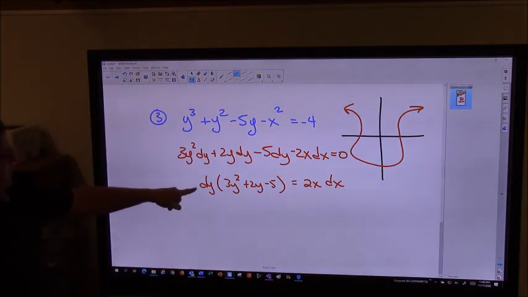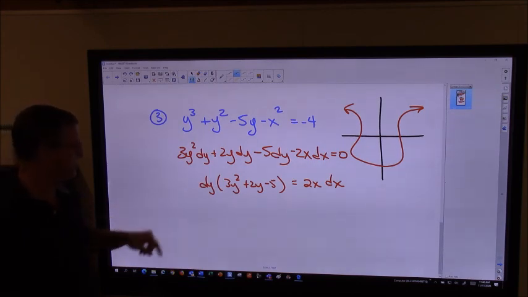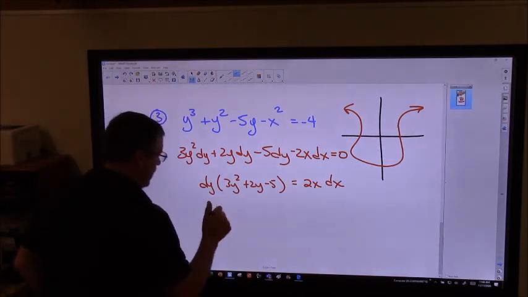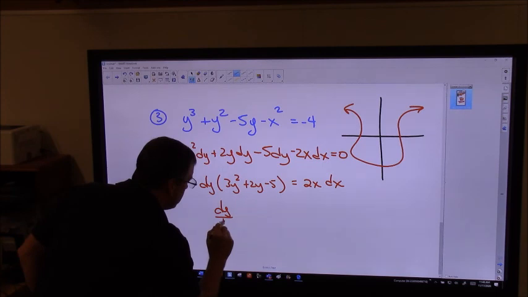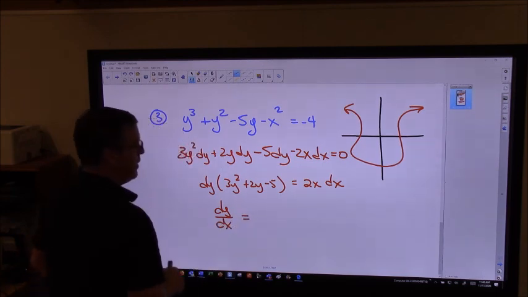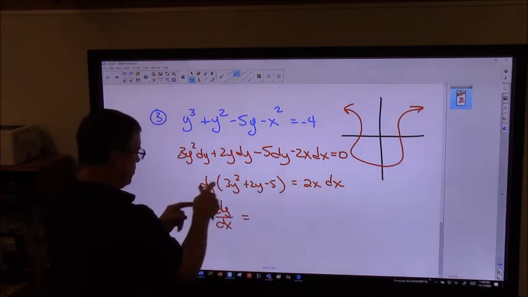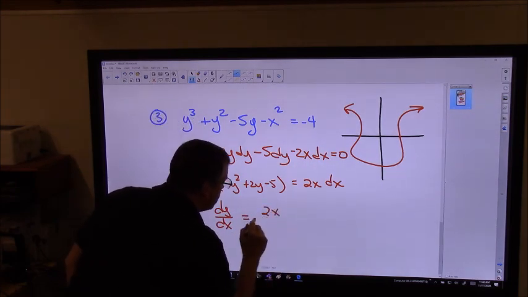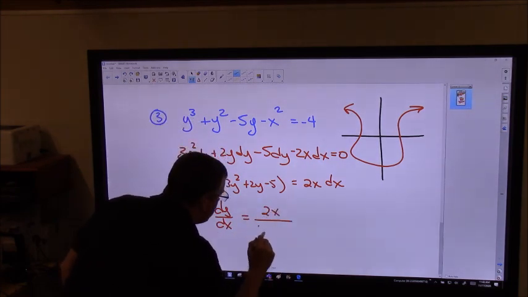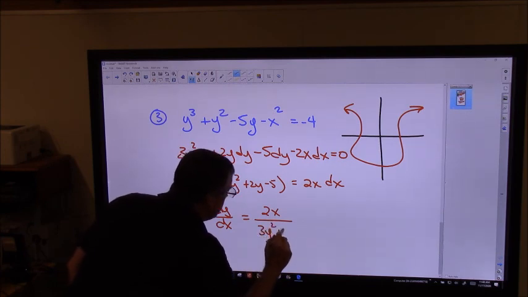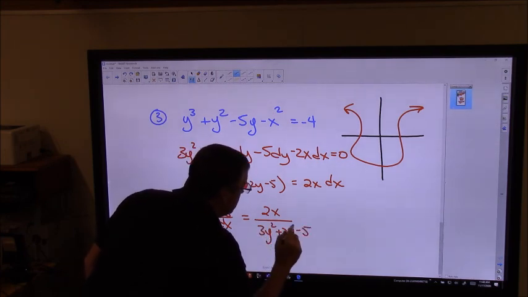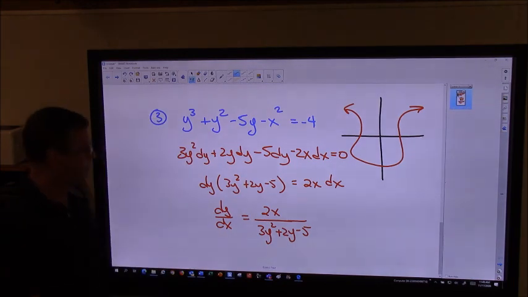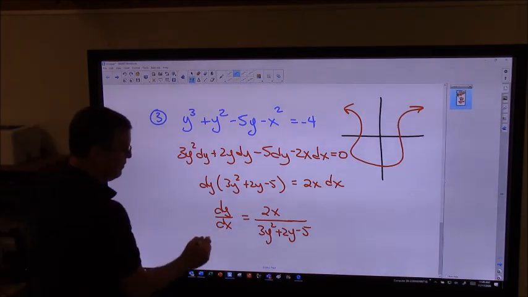And we're trying to find the derivative, so we want dy over dx. So I'm going to bring this dx over and divide. And then I got to get rid of this. I'm multiplying here, so I got to move that whole thing over and divide. So 2x over 3y squared plus 2y minus 5. And there it is. We found the derivative.